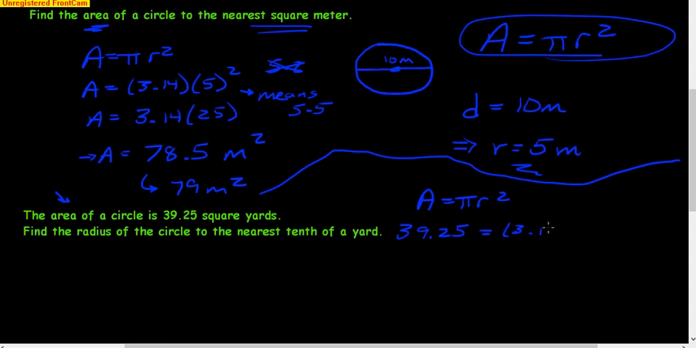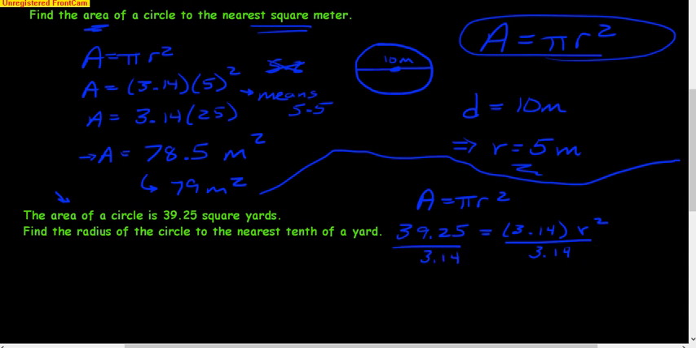The pi is still 3.14. And they want me to find the radius. So I have radius squared over here, so I need to solve for r. You need to get r all by itself. Well, here's the thing. Don't worry about this exponent right now. Since these two are being multiplied, I can divide both sides by 3.14.